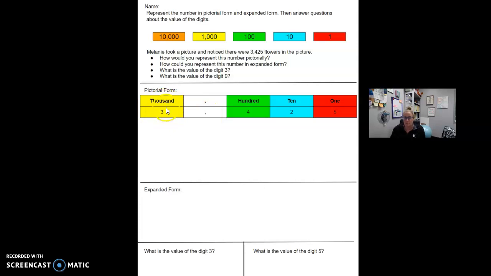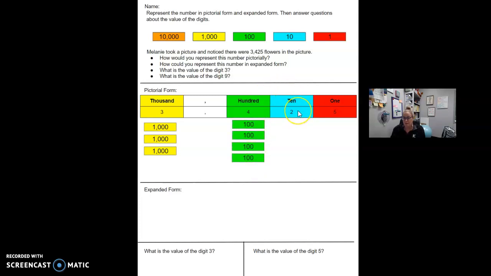So I need 3,000. I'm going to drag 3 of my thousands down. So I have 1, 2, 3. So it says I needed 3,000. So now I have 1,000, 2,000, 3,000. So I'm going to do the same thing with my hundreds. How many hundreds do I need? That's right, I need 4. So I'm going to have 1, 2, 3, 4. Now I have my 4 hundreds.